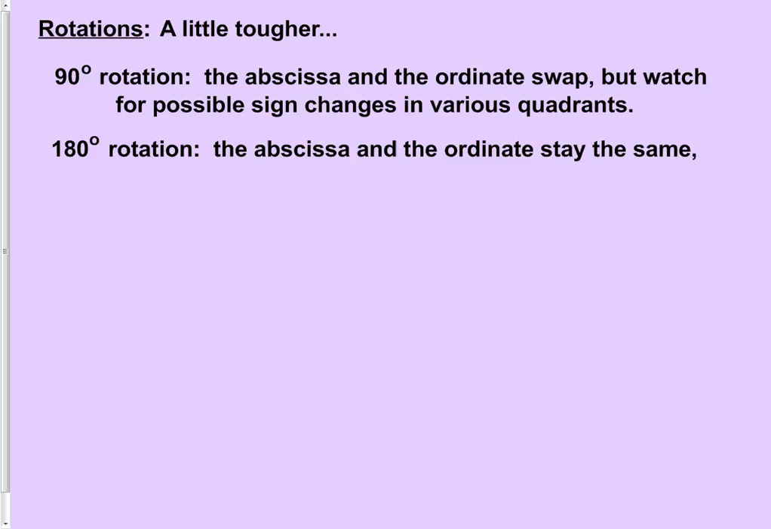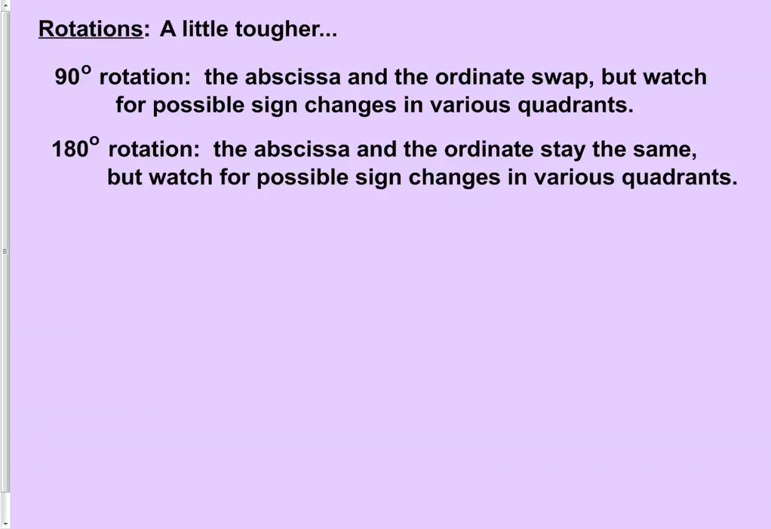The abscissa and the ordinate this time are going to stay in their same locations, so the x and the y value of the ordered pair are not going to go anywhere. But once again, the 180-degree rotation is going to cause us to move into the opposite quadrant from where our point came from. So we are definitely going to get sign changes, and you will have positives changing to negatives and negatives changing to positives.